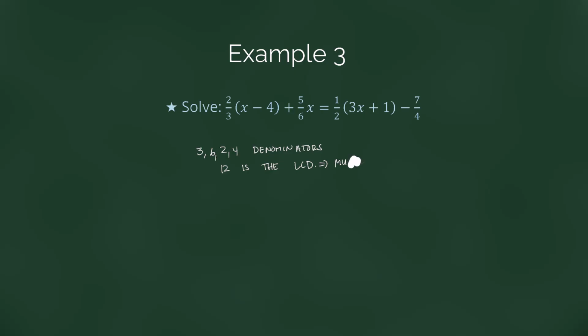I don't think that's how you spell multiply. Let me try that again. Multiply all the terms by 12. What this is going to do is clear the fractions. It's going to make them go away so we don't have to continue with them and we don't have to worry about common denominators anymore.